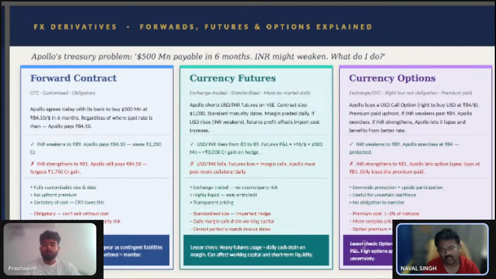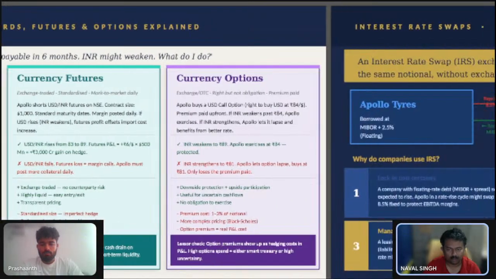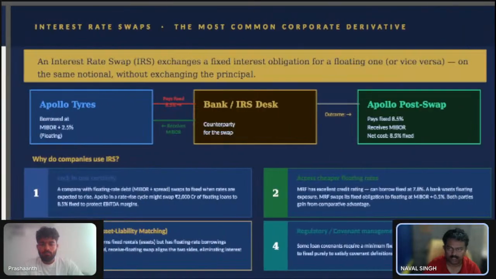A quick check: option premium shows up as hedging costs in the P&L. Hedging costs are usually very small if they're hedged properly. High option spend means either smart treasury or high uncertainty. So if there's high uncertainty, then you spend a bit more on options, buy different kinds of options to get a better hedge. So what is an interest rate swap?